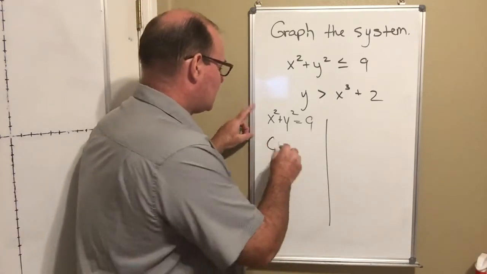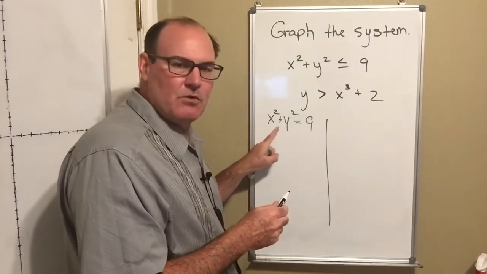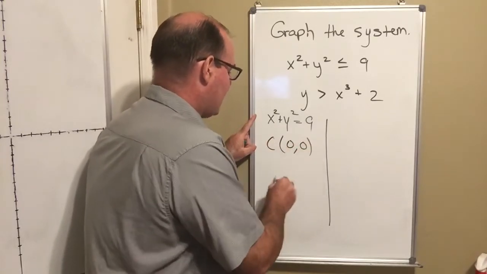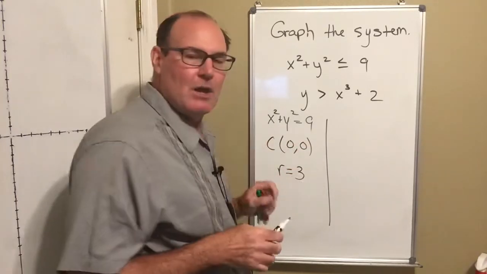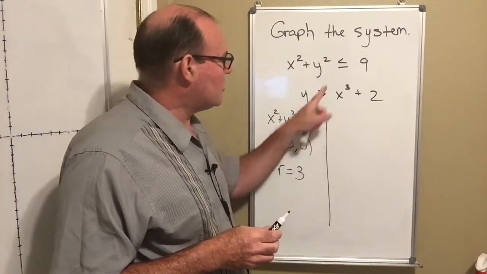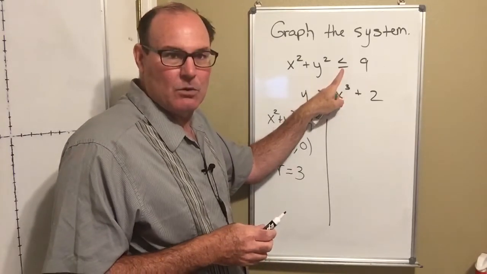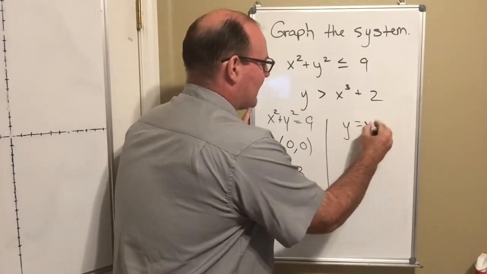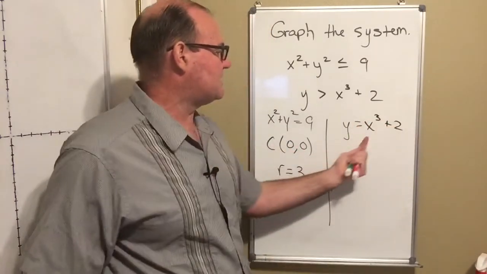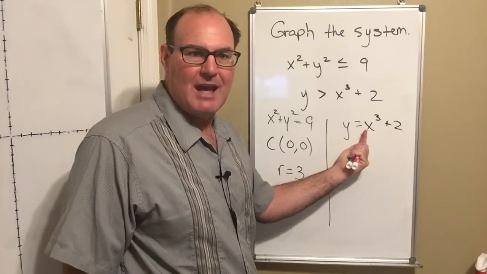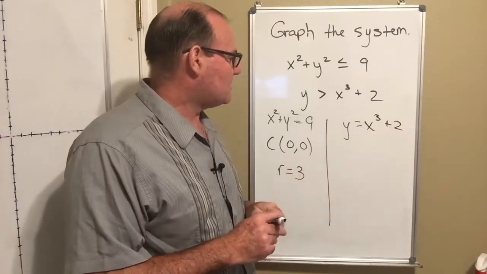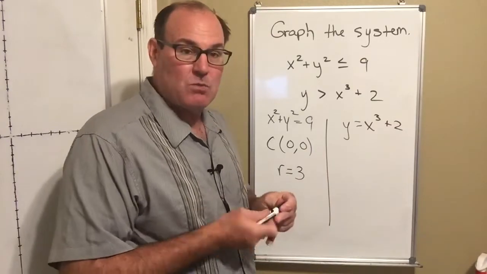So for this circle, there's no left or right movement on either the x coordinate or the y coordinate. So the center is 0, 0, and then the radius is 3. When we go to graph it in just a moment, notice that I've got an equals there. And then step 1 for this, I'm going to graph y equals x cubed plus 2. So notice this is our basic cubic function, and then it has been raised up 2 units. Okay, so I'm going to go graph these one at a time.